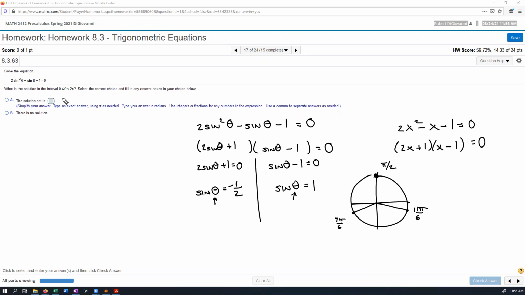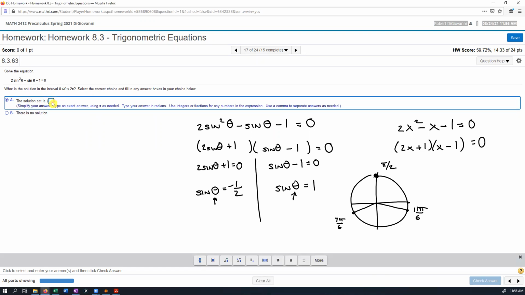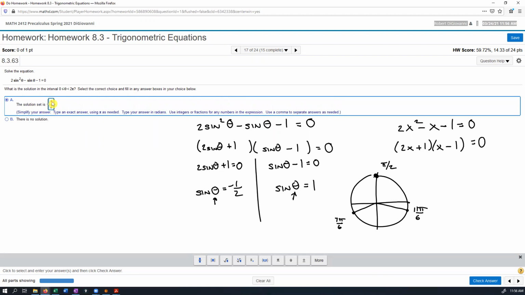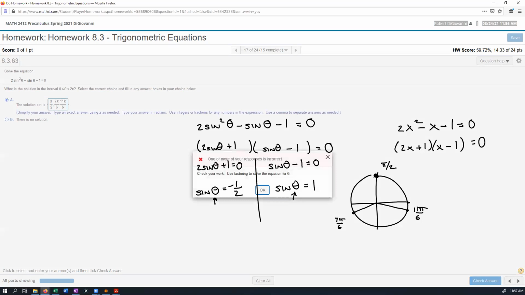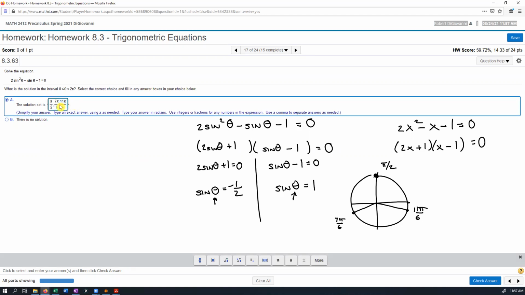So between 0 and 2 pi, we should have 3 solutions. They are going to be pi over 2, 7 pi over 6, and 11 pi over 6. What? Did I factor wrong? What happened here? Sine's the y coordinate. Oh, I forgot a comma. What a pain in the butt.